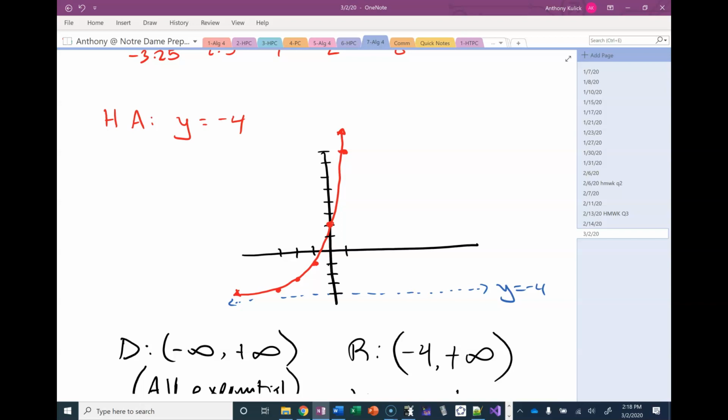How do you guys feel about this? Should be okay, right? Not too bad. We're going to stop here.